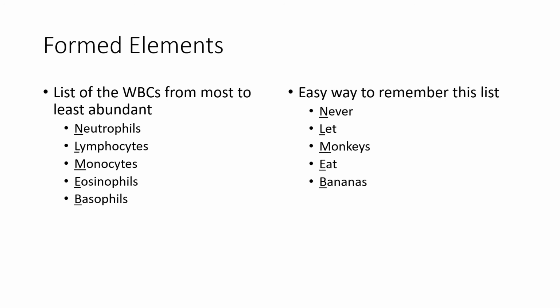Now, this is a list of the white blood cells from most to least abundant. Neutrophils, lymphocytes, monocytes, eosinophils, and basophils. So that's going neutrophils being the most abundant in the body and basophils being the least abundant. The easy way I like to remember this is with the mnemonic device, never let monkeys eat bananas.